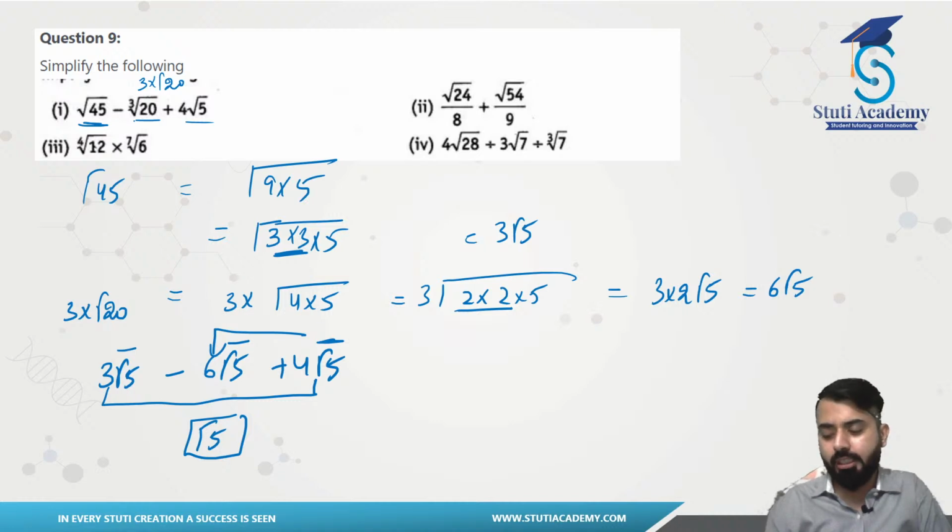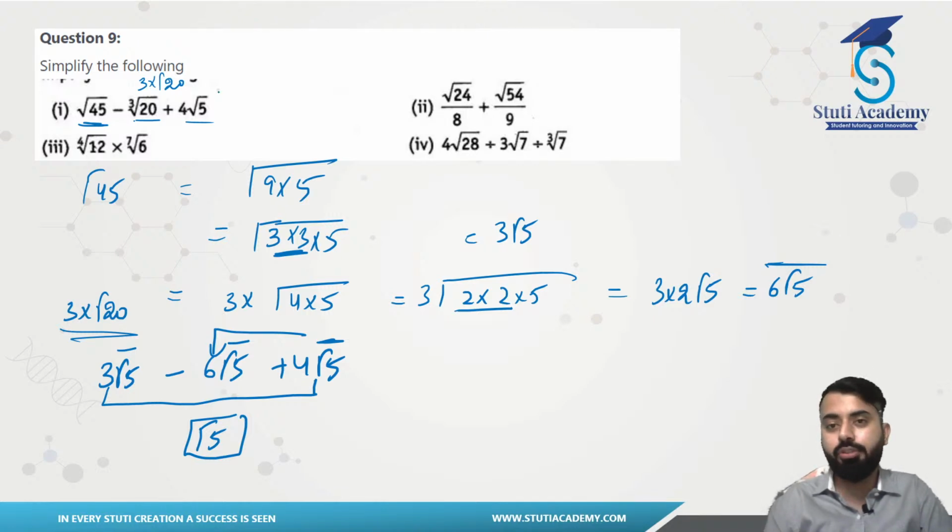I hope you guys understand this, right? So that is the answer here. Now, if I just repeat this, if you want me to. So square root 45 is what? 9 into 5. This can be written like 3 square root 5. And this is 3 into square root 20. This can be written like this, 6 square root 5. 4 square root 5 was as it is. Then you have to just add and subtract.